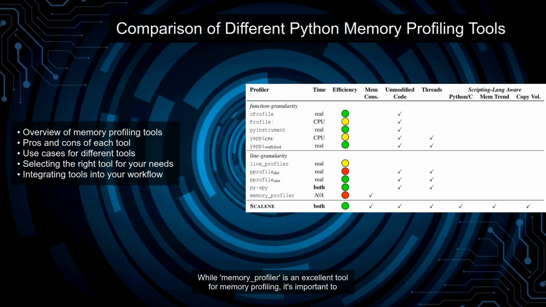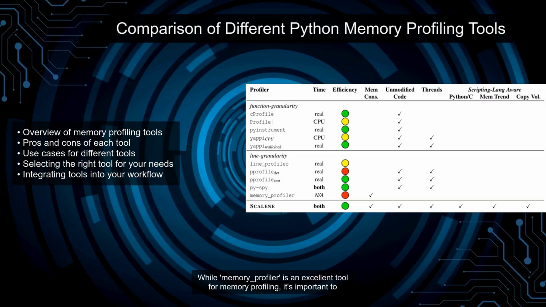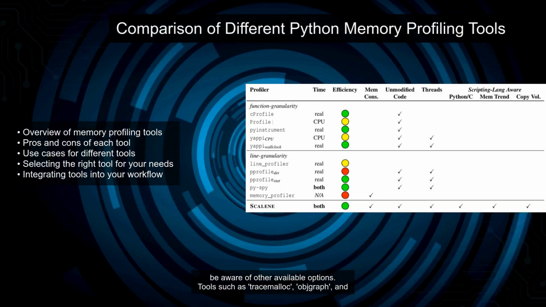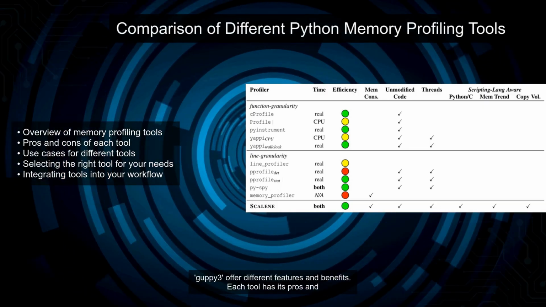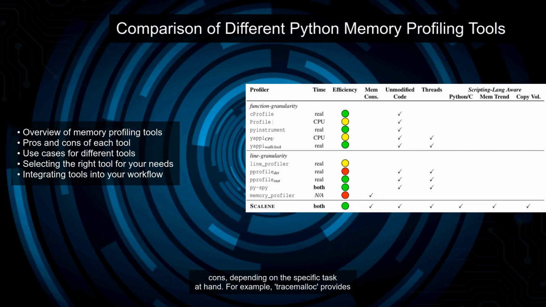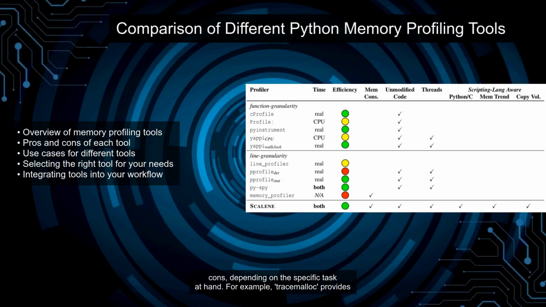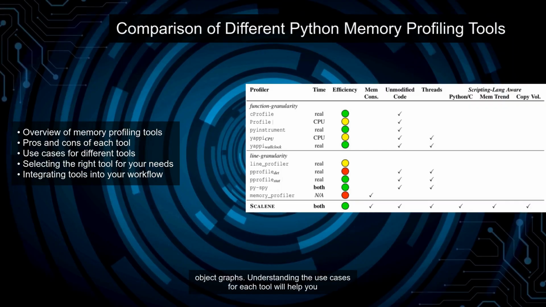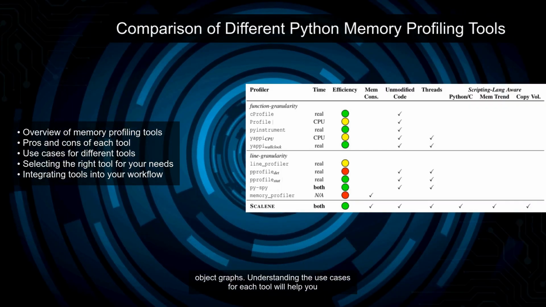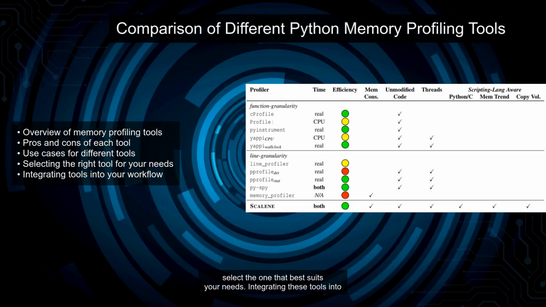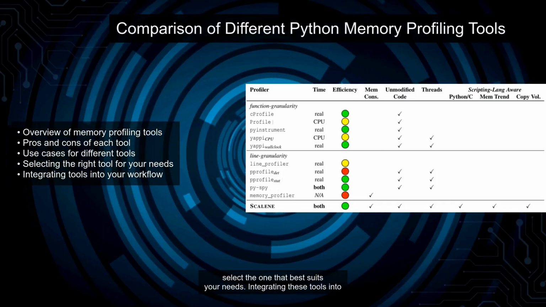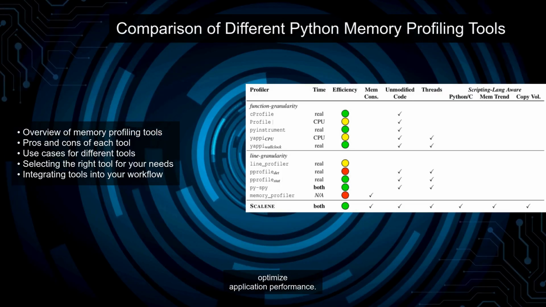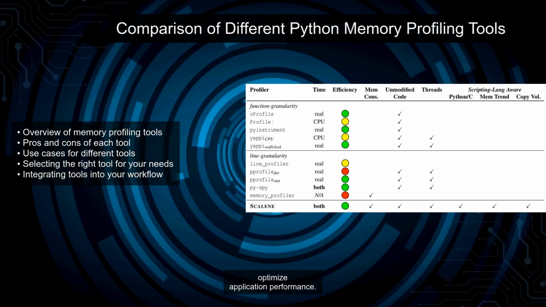to your own projects. While memory_profiler is an excellent tool for memory profiling, it's important to be aware of other available options. Tools such as tracemalloc, objgraph, and Guppy3 offer different features and benefits. Each tool has its pros and cons, depending on the specific task at hand. For example, tracemalloc provides a detailed trace of memory allocations, while objgraph is useful for visualizing object graphs. Understanding the use cases for each tool will help you select the one that best suits your needs. Integrating these tools into your development workflow will enhance your ability to manage memory efficiently and optimize application performance.